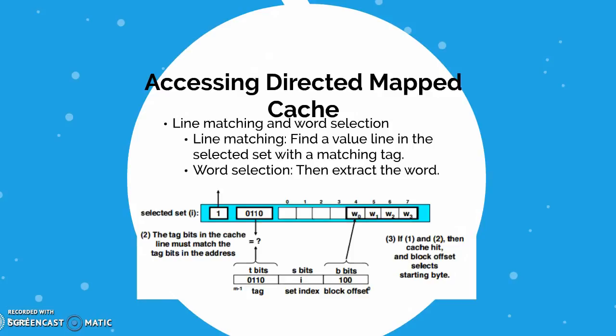Accessing a direct map cache is done by line matching and word selection. By line matching, we have to find the valid line in the selected set with a matching tag. By word selection, we extract the word. Here we can see in the picture that the tag bytes in the cache line must match the tag bits in the address for it to be a match. And also, if 1 and 2 are matching, then the cache hits and the block offset selects the starting byte. Because they are words, there are going to be 4 bytes in that word.